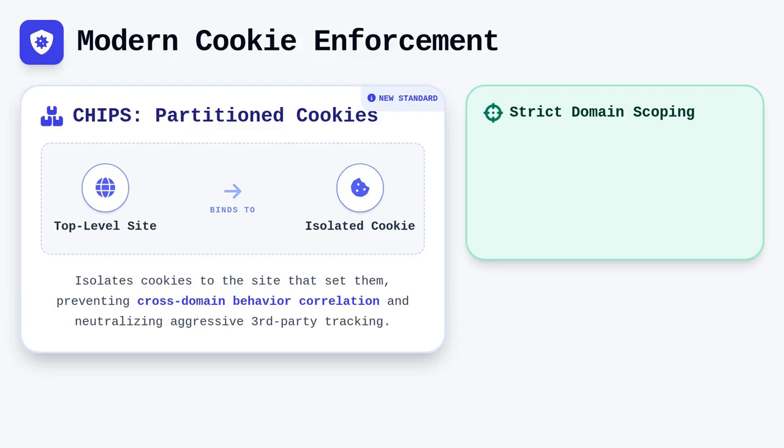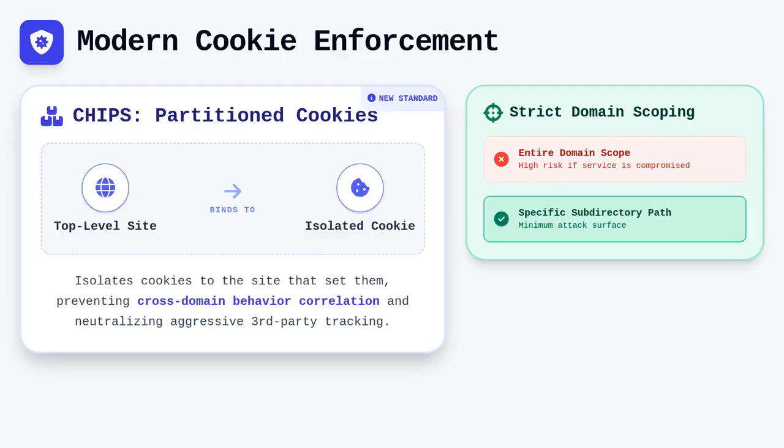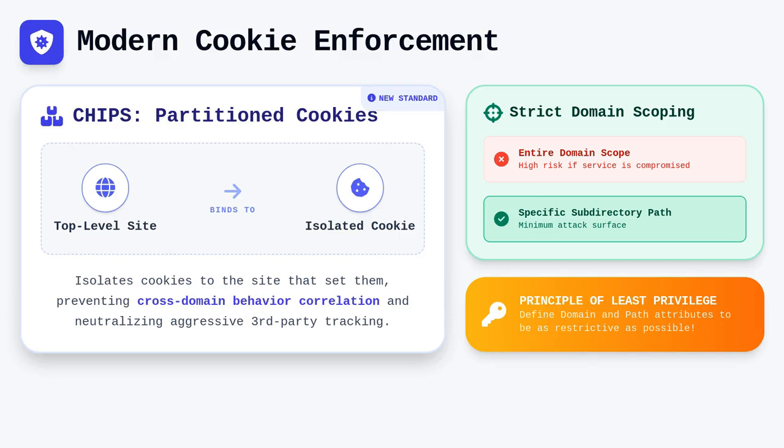When designing your architecture, you should always define the domain and path attributes to be as restrictive as possible. A cookie scoped to the entire domain is far more dangerous than one scoped to a specific subdirectory. By enforcing the principle of least privilege in your scope definitions, you drastically reduce the damage potential if a specific service within your monolithic application is compromised.